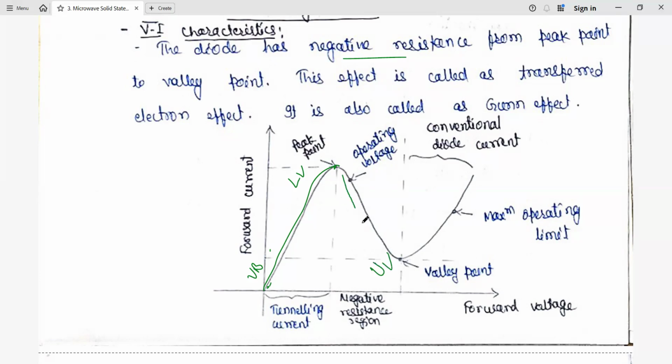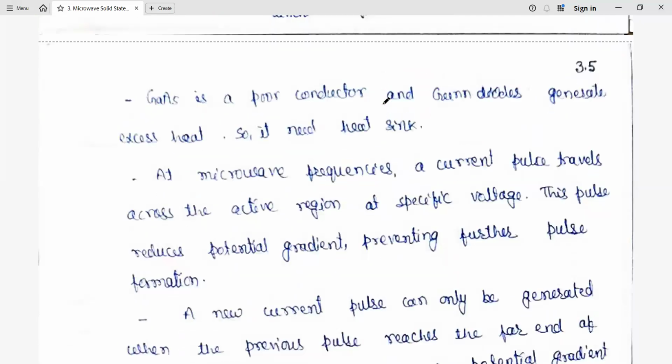Here mobility is going to decrease due to the increase in effective mass. So finally this gives us negative resistance. Negative resistance means voltage is increasing but current is decreasing. The previous portion is due to the tunneling current, and this portion is negative resistance. After that, it has a minimum value of the current. That point is called the valley point. After the valley point, again it works like a normal diode. So this is the maximum operating limit. This region is the same as a normal conventional diode, like a PN junction diode. So this VI characteristic is very important.